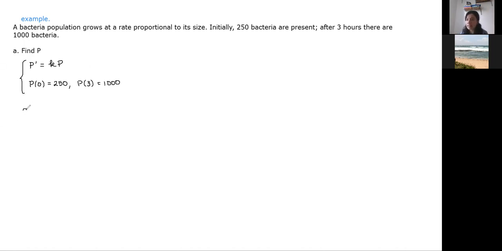Right? Which means that dP over dt is the first thing that we're going to solve, this differential equation, and then we're going to use the other initial conditions in order to find the values of the constants that we don't have yet. So we have, this is k times P, which means that if I divide both sides by P, I'm going to have 1 over P dP, and on the right-hand side, I'm going to have k times dt.